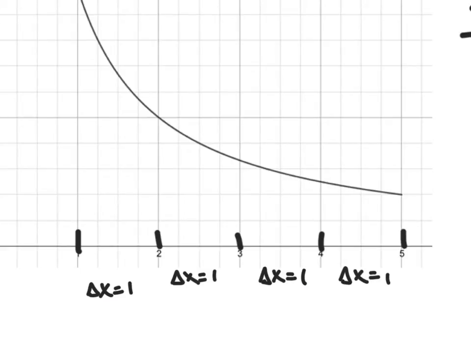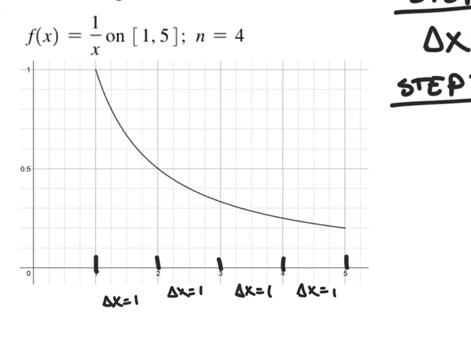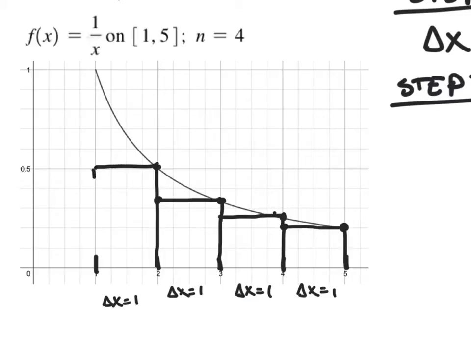Okay, now, in order to get my heights of the rectangles, we have to start on the right, go up to our function, and then move left and draw a rectangle. Okay, same thing here. Go up to the function, move left, and then we go down, go up to our function, move left, and we go down. So now we've got these rectangles that we can add up.